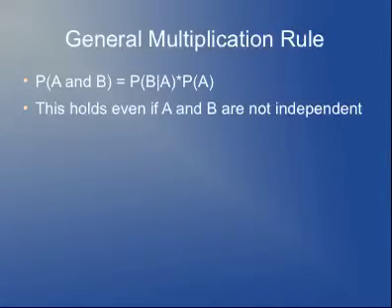Obviously, this can go in the other direction as well. You could also say it's the probability that B happens times the probability that A happens given that B happens. And you'll notice that this is just the same. If you divide both sides of this equation by the probability of A, then you just get the conditional probability rule: the probability of B given A equals the probability of A and B divided by the probability of A. And this general multiplication rule works even if A and B are not independent.